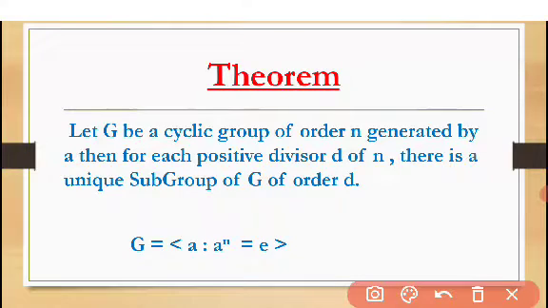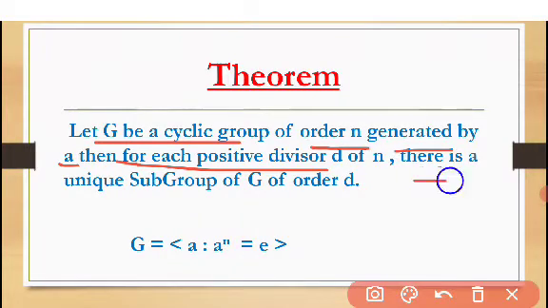Let G be a cyclic group of order n, meaning n elements are there in G, generated by A. A is the generator of G. Then for each positive divisor D of n, there is a unique subgroup of G.